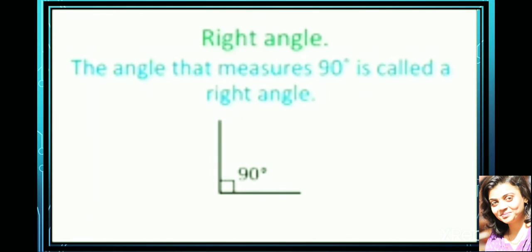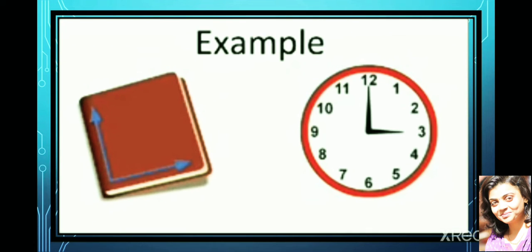Now what is a right angle? The angle that measures 90 degrees is called a right angle. How many degrees should it be? 90 degrees. And what should be the shape of a right angle? It's a straight L shape. Now I will show you the example of a right angle. Can you see the first picture of a book and the arrow mark? This arrow mark shows that two adjacent sides of the book make a right angle.